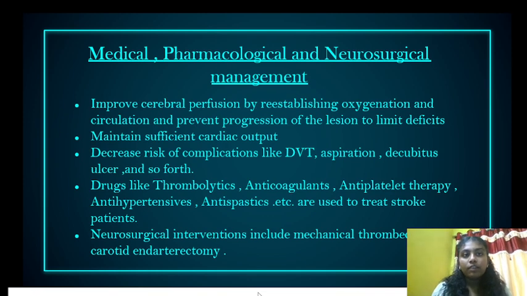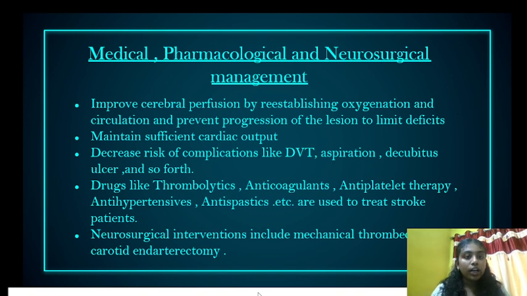So first we have the medical, pharmacological as well as the neurological management. In case of medical management, when the patient first comes into the setup, we have to improve the cerebral perfusion by re-establishing oxygenation and also the circulation. Then we have to reduce the blood pressure back to normal.